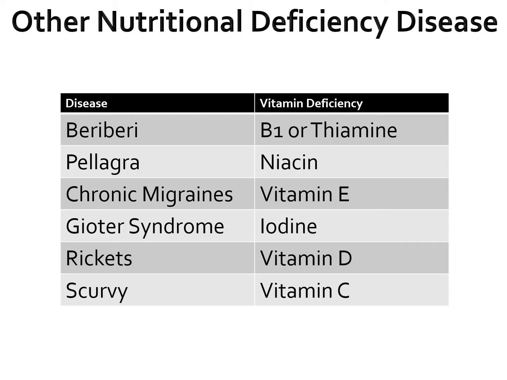So some other nutritional deficiency diseases we will talk about real quick, things like beriberi, which is what you get if you rely too heavily on rice as a staple diet item. And this is caused by a B1 or thiamine deficiency. You also have pellagra, which is caused by niacin deficiency. You can have chronic migraines, which are caused by vitamin E or vitamin K deficiency. You have goiter, which of course is caused by a lack of iodine. You could have rickets, which you probably have already come across in your textbook when talking about the vitamin D cycle and skin tone. And of course, you have scurvy, right? The good old-fashioned pirate's disease that comes from having a lack of vitamin C.